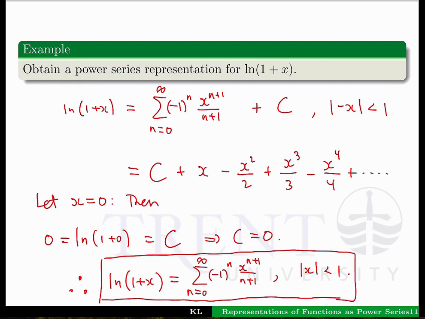Okay? So in here, we actually have the power series representation without that arbitrary constant c. It's not really arbitrary. It's something that you need to determine. Okay?